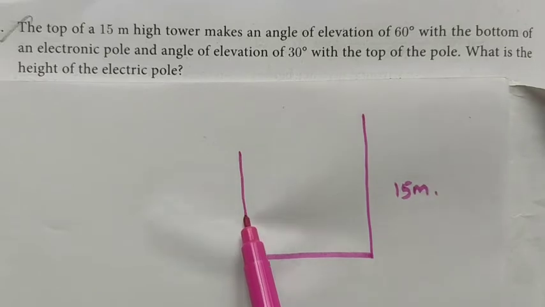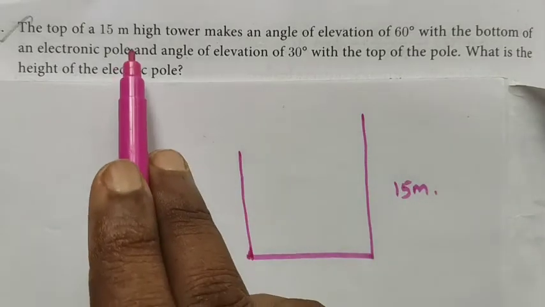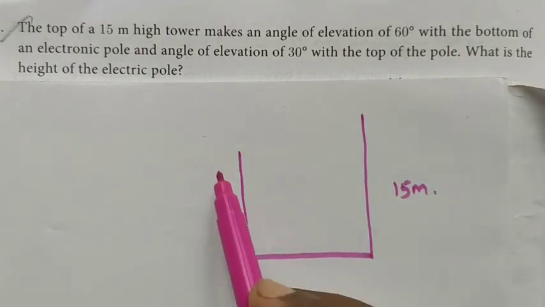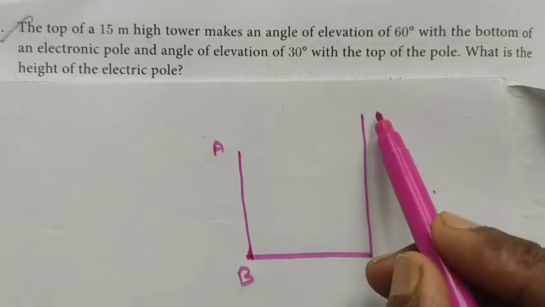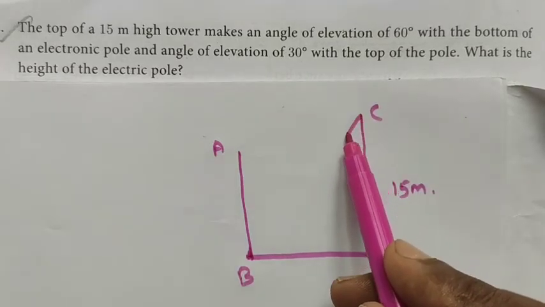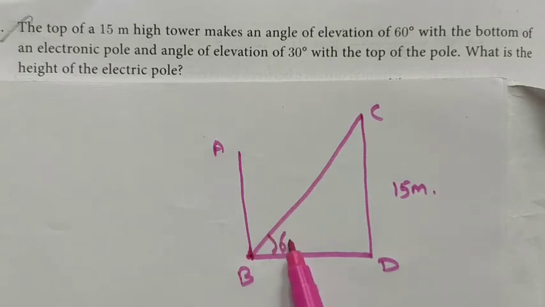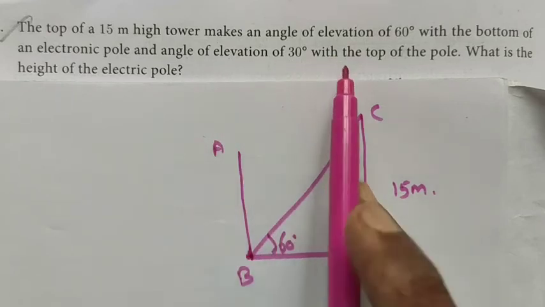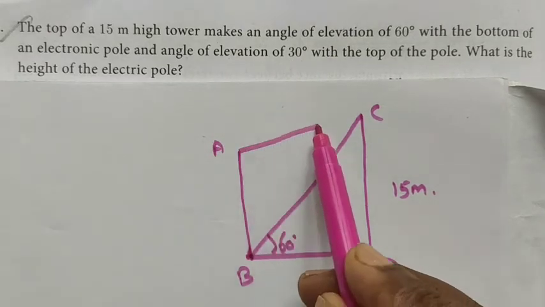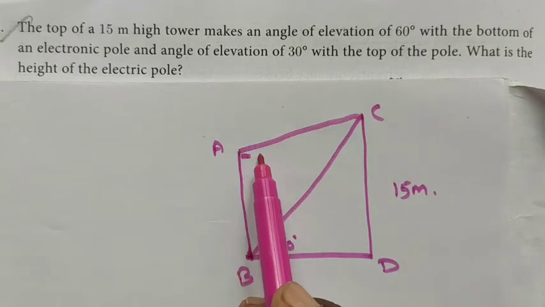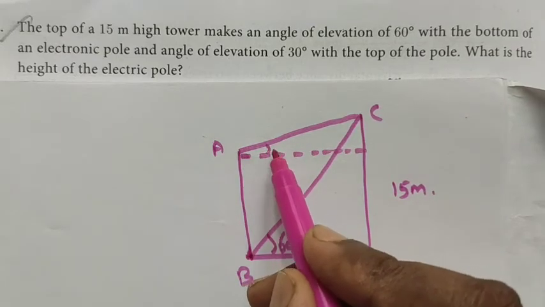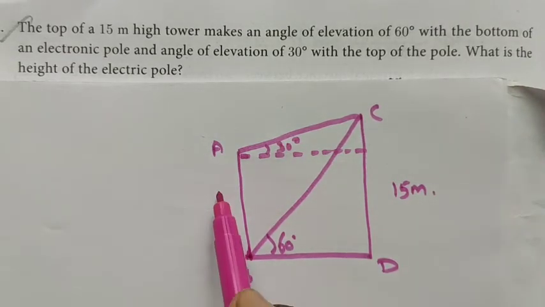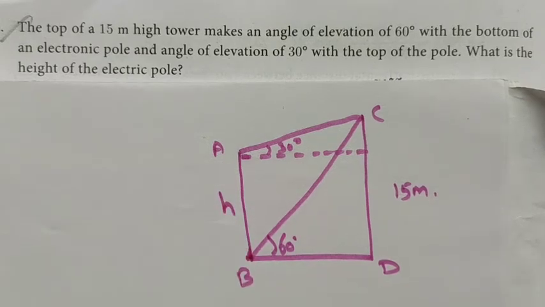Let me take that this is the electronic pole. See, the angle of elevation of 60 degrees with the bottom of the electronic pole. Let me take that this is A, B is the electronic pole, and C, D is the tower. The angle inclined here is 60 degrees, and the angle of elevation of 30 degrees with the top of the pole. Top of the pole is, this is 30 degrees. That is the given condition. What is the height of the electric pole? We want to find out the height of the electric pole, H.